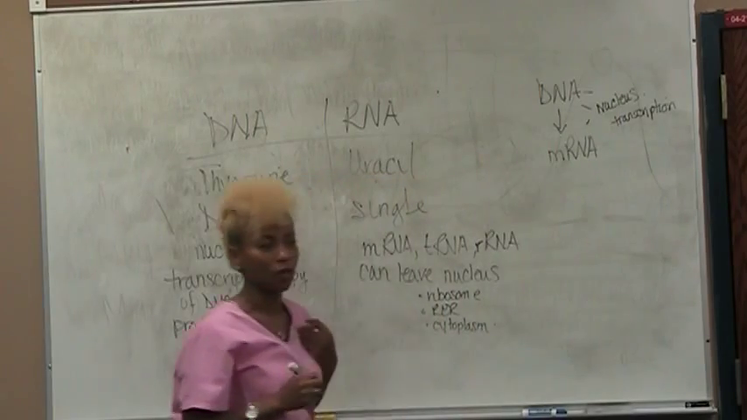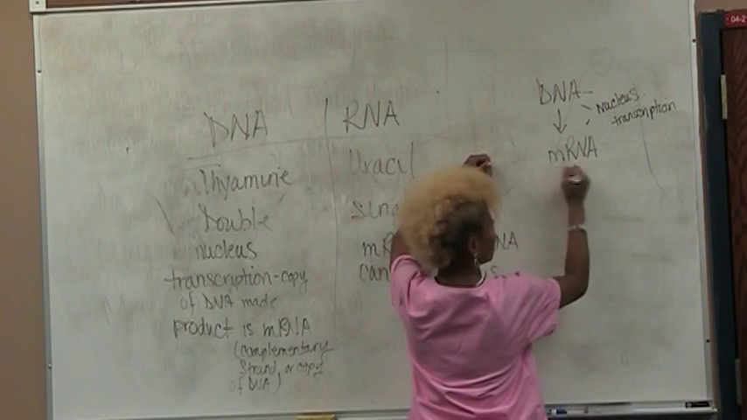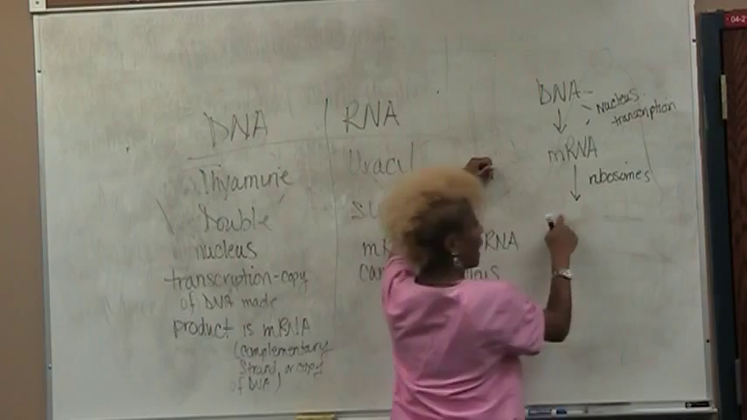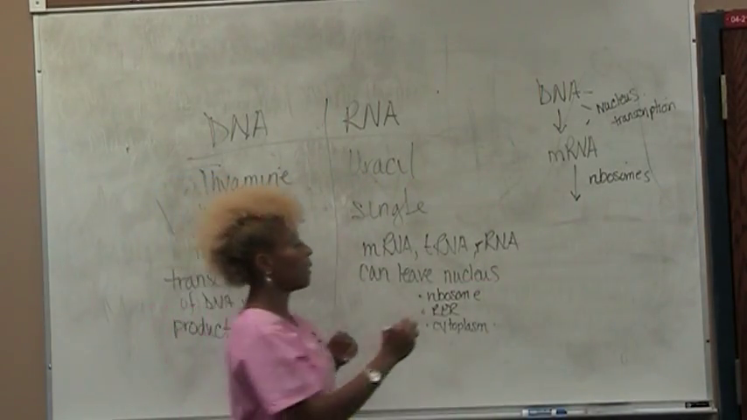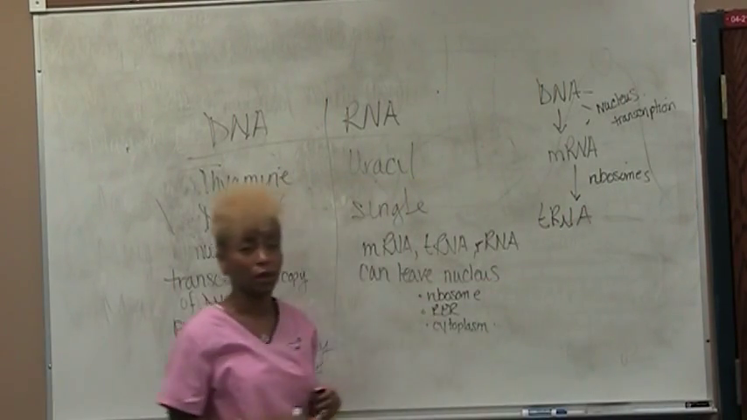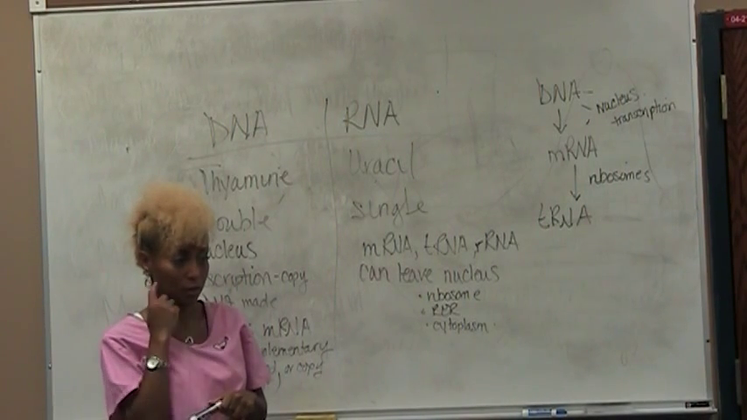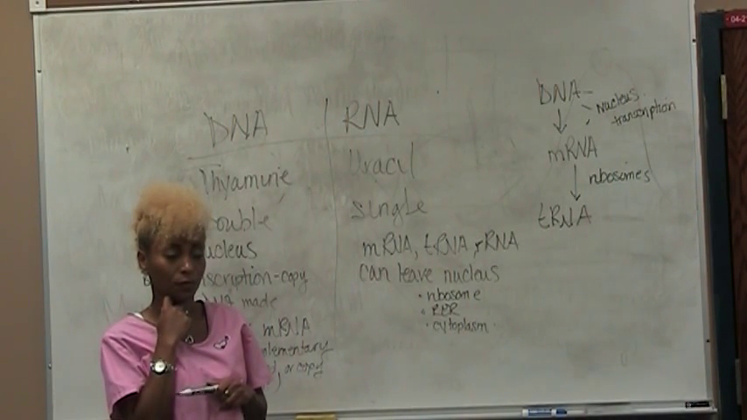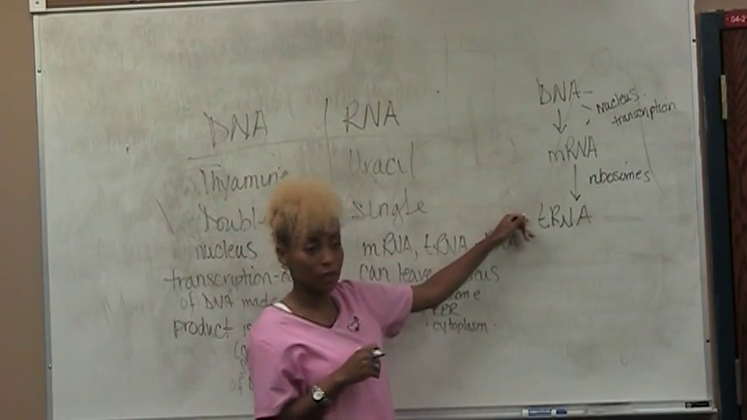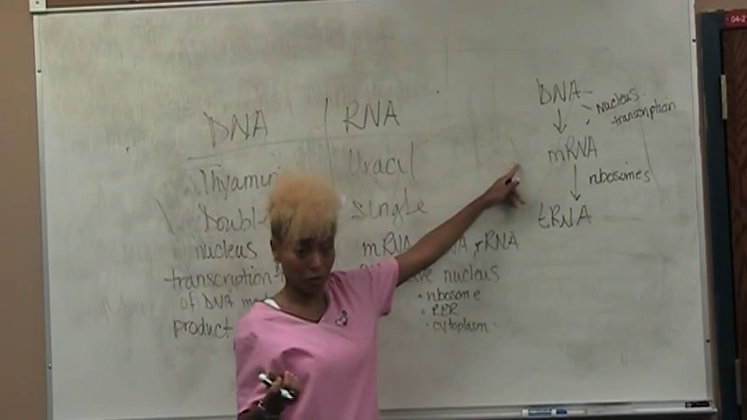Y'all know I love flowcharts, right? So the messenger RNA then goes to the ribosomes. What happens here? It becomes tRNA. Is the strand of tRNA exactly the same as the strand of messenger RNA? No. What's the difference between this strand and this strand? The bases. So it's also a complementary strand of the messenger RNA.